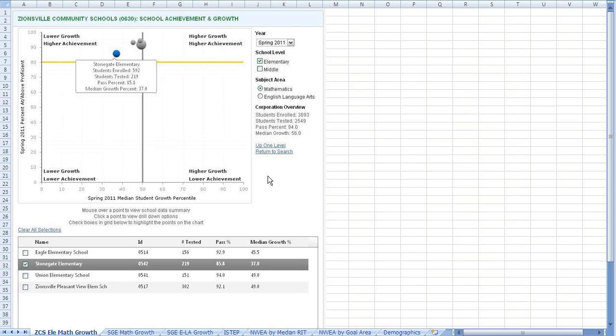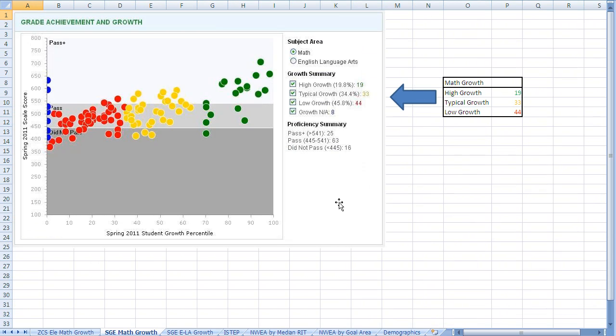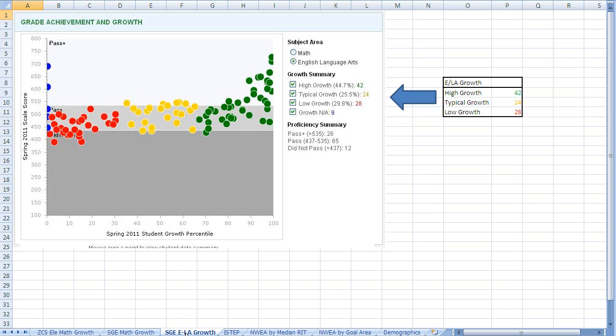You can see kind of where things lie. And this is elementary math as measured by ISTEP. Then here we have our own for our school. Again, elementary math, our growth data. And you'll notice that our proficiency summary here, our achievement, is still pretty high. That large number of kids in that pass plus and pass area. And then growth, pretty lopsided toward that low growth. In comparison, our ELA data shows similar proficiency, but almost flip-flopped in growth.